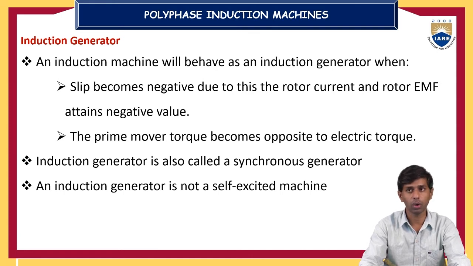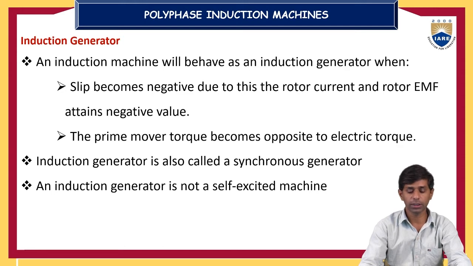Due to this, the rotor current as well as the rotor EMF attain negative values. Before the slip becomes negative, the rotor values are positive. That is the case in the induction motor, where slip is between 0 and less than 1. In that case, the rotor quantities like rotor induced EMF and rotor current were positive values. But the induction machine will behave like an induction generator only when the slip of the machine becomes a negative value, that is, less than 0.